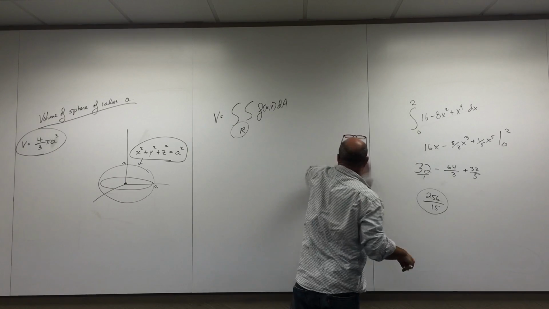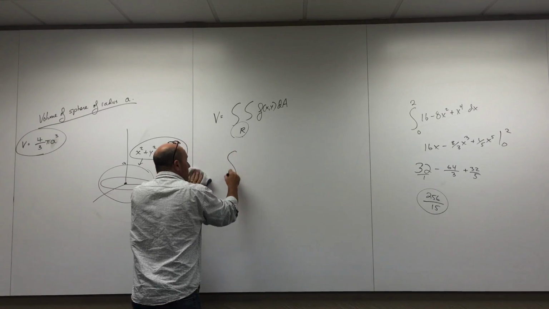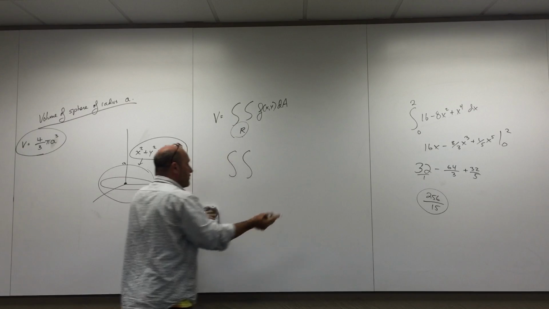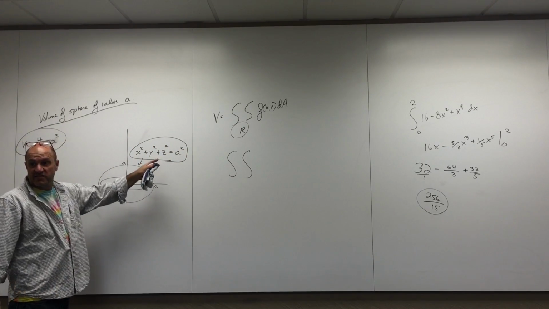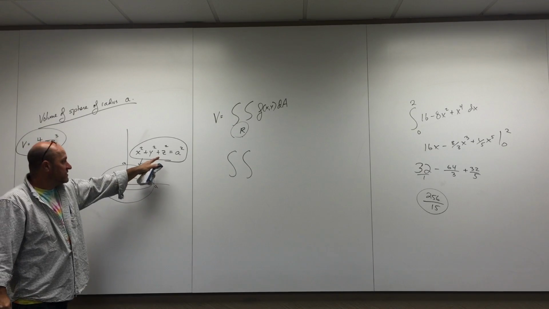So help me think this through here. I'm setting up a double integral. So what do you think I'm integrating? I guess I need z. I guess I need to solve for z. What would z be?